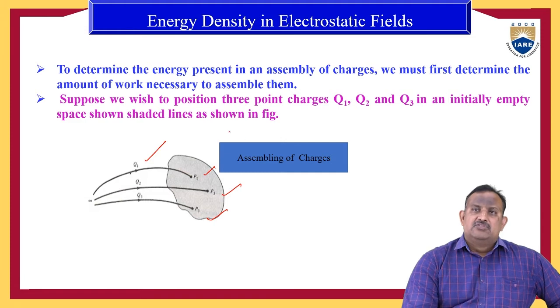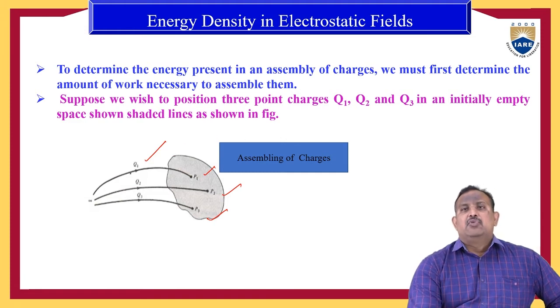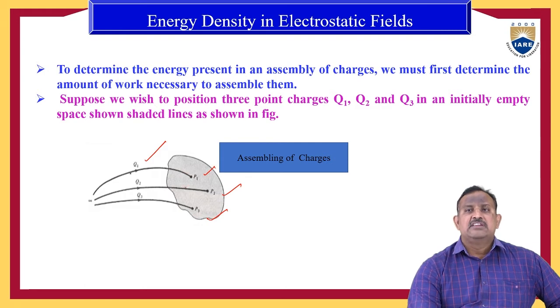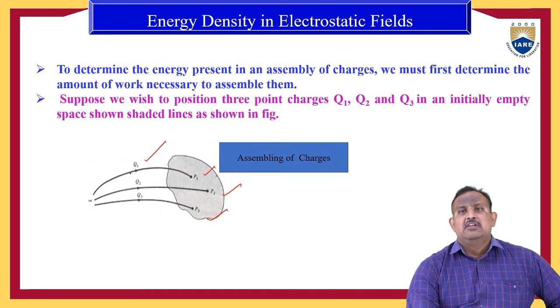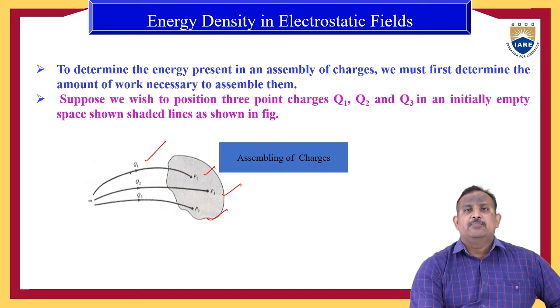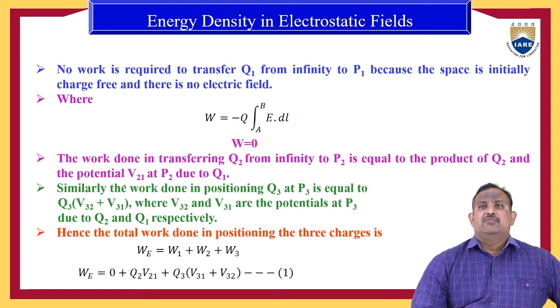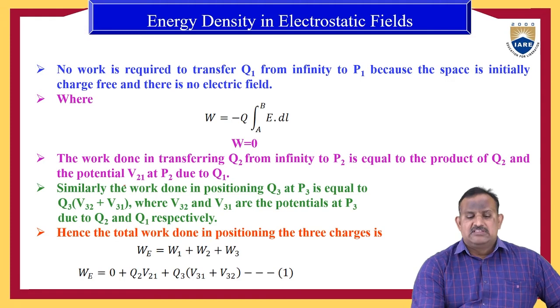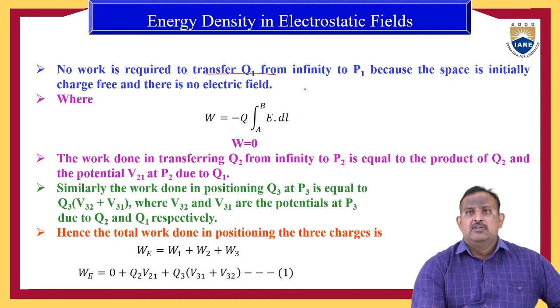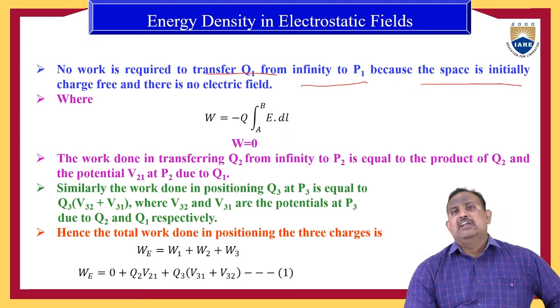Before the moving of charge, the total area is charge free. Because there is no charge, no work is needed in moving a point charge Q1 from infinity to space point P1. Therefore, no work is required to transfer Q1 from infinity to P1 because the space is initially charge free and there is no electric field.